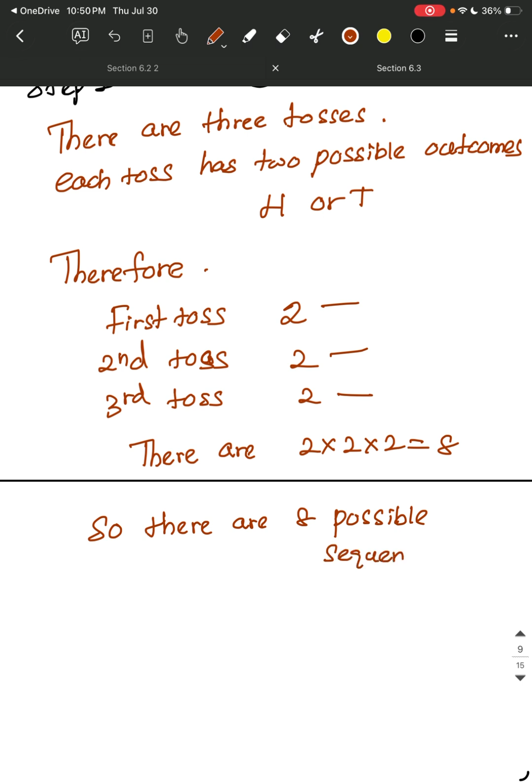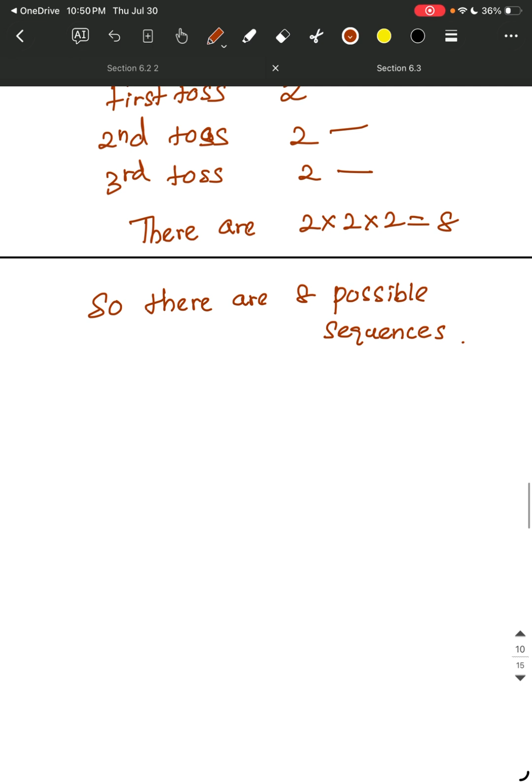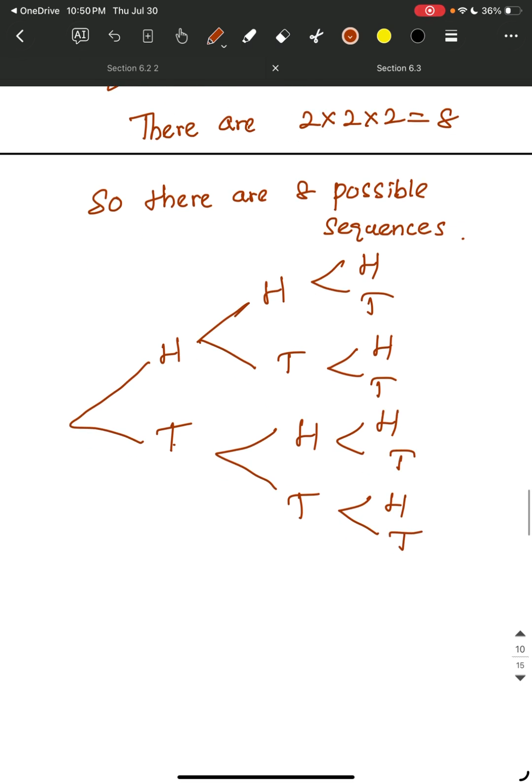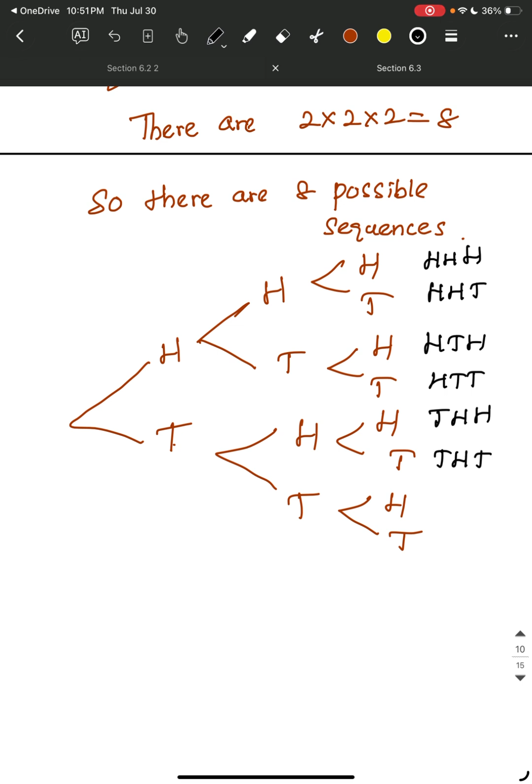So let's list the outcomes. So we have first toss, head, head. First toss, head, tail. With first toss head, we can get head or tail for the others. So the possible outcomes are head head head, head head tail, head tail head, head tail tail, tail head head, tail head tail, tail tail head, tail tail tail.